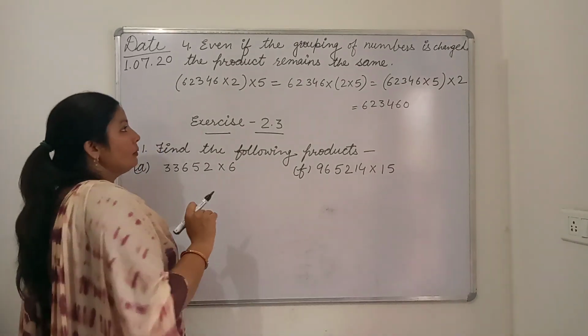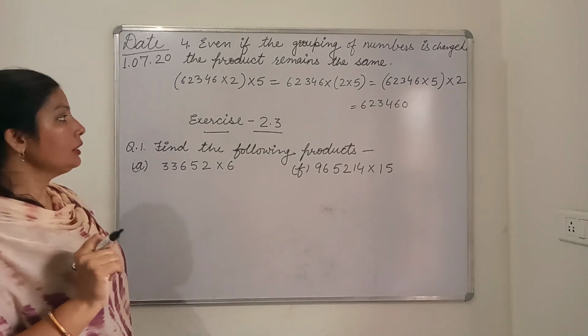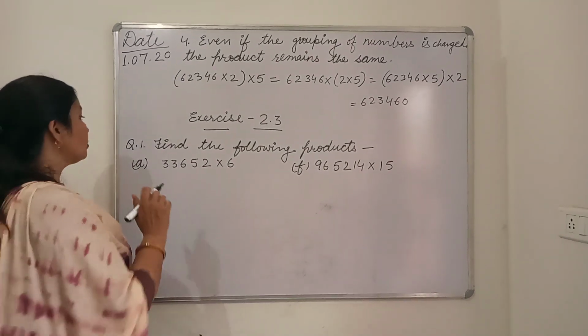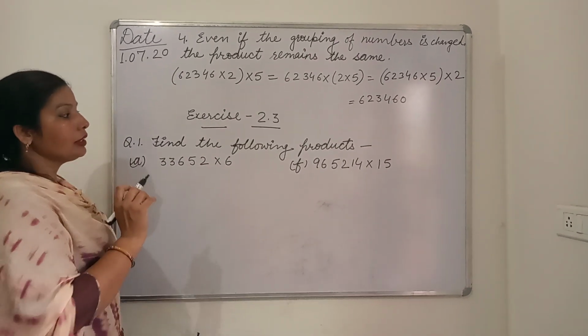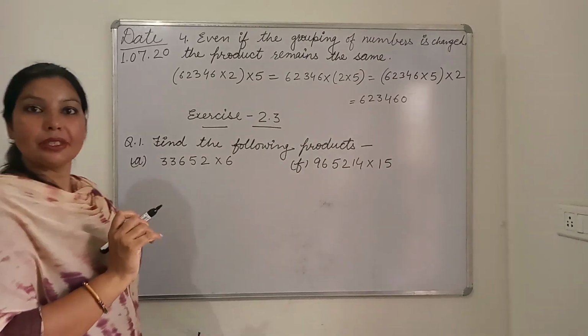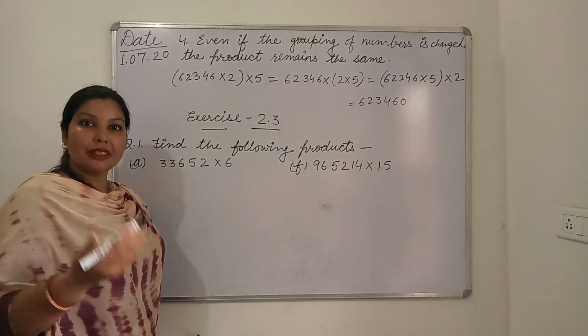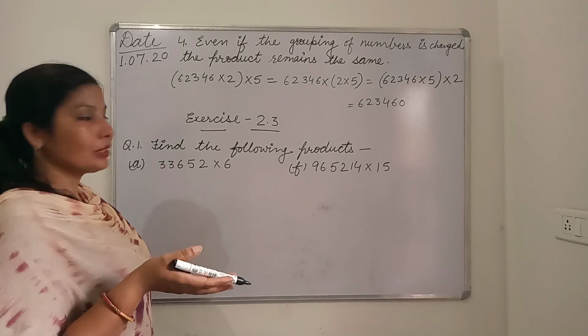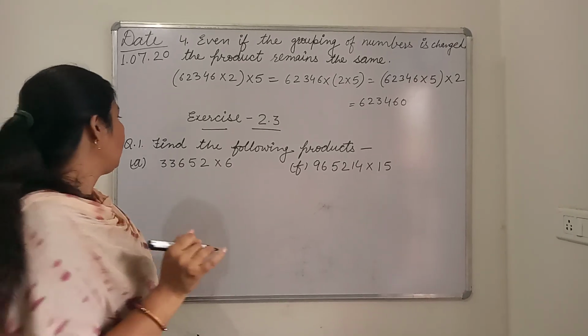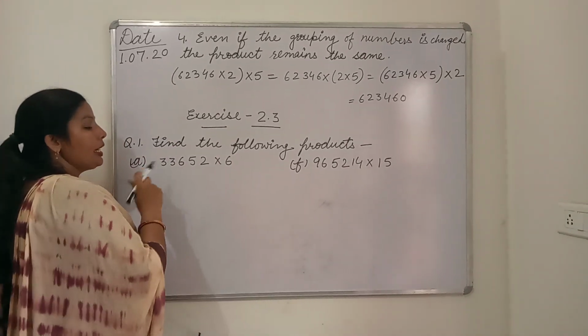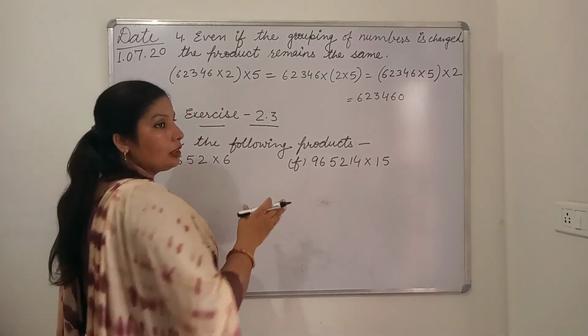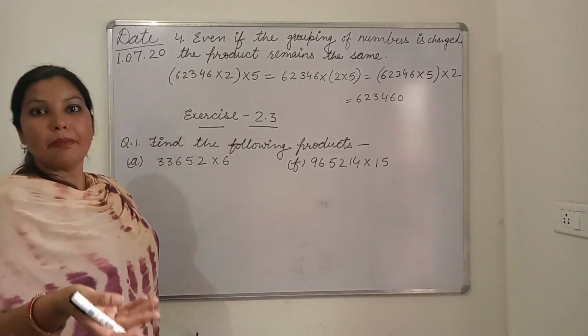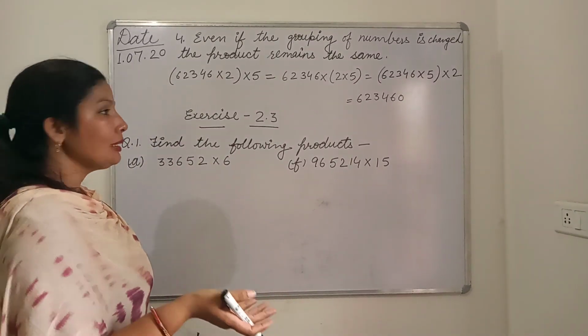Okay. Now we should start our exercise 2.3. So the first question is there. Find the following products. So what is product? The result of multiplication is called product. So that means here we will do multiplication. Now here A and F parts I will solve, but you should solve all the parts. So the same method is there.